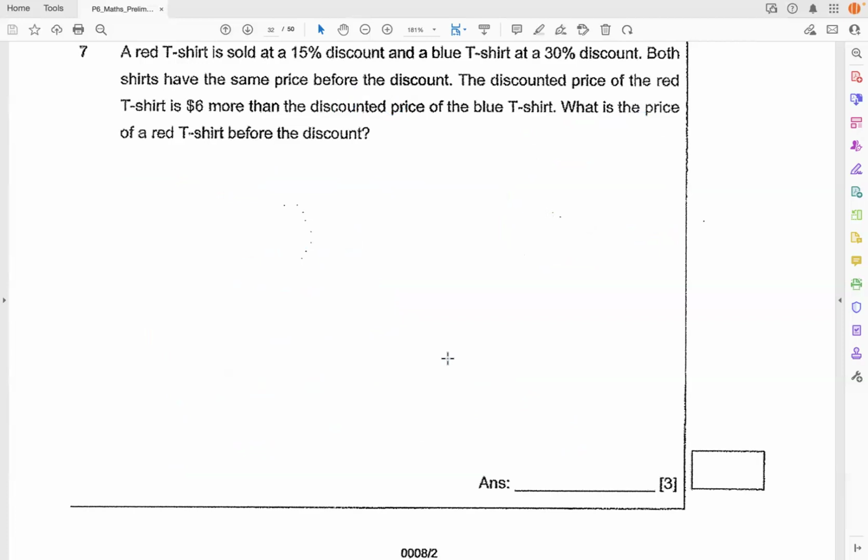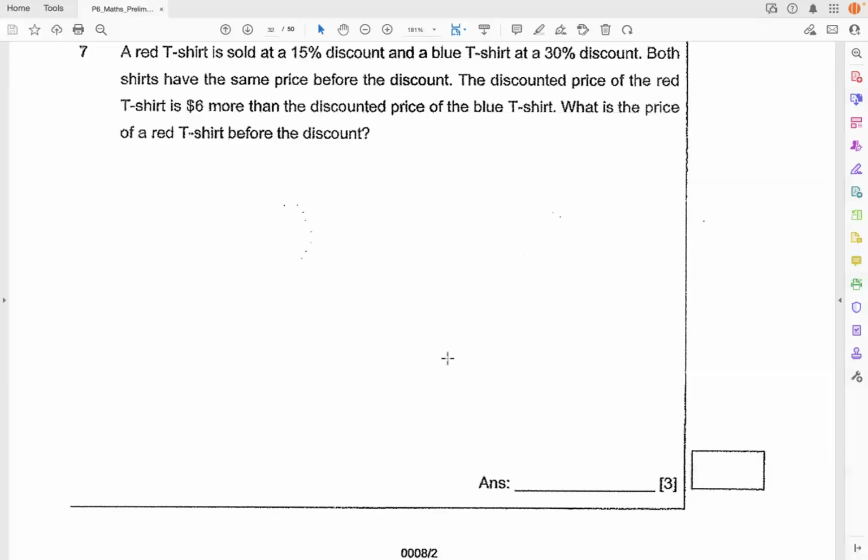Question number 7. A red t-shirt is sold at 15% discount and the blue t-shirt at a 30% discount. Both shirts have the same price before the discount. So at 100%, they are the same, okay? Basically, that's what it means. The discounted price of the red t-shirt is $6 more than the discounted price of the blue t-shirt.